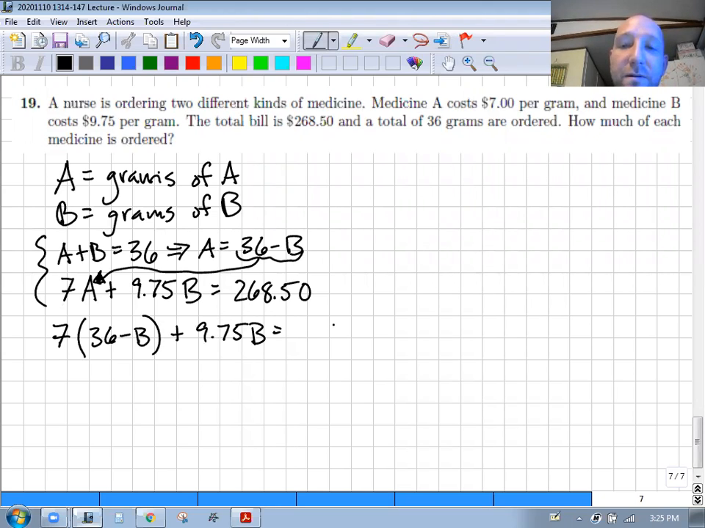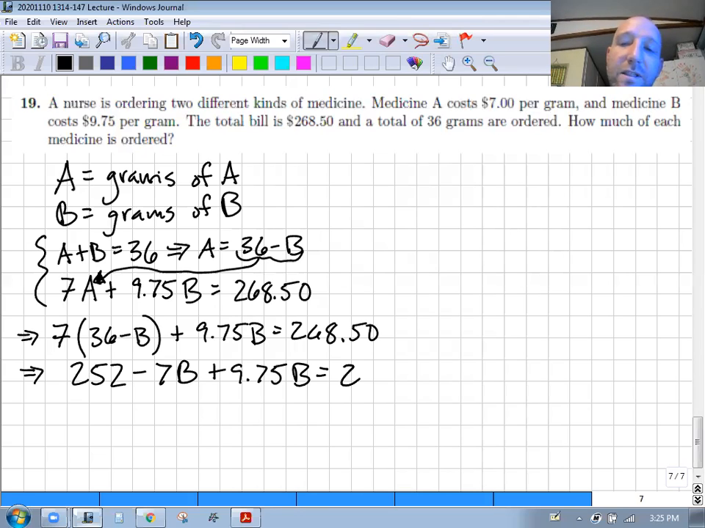Plus 9.75B equals 268.50. So we multiply through: 7 times 36 is 252, minus 7B, plus 9.75B, equals 268.50. So 9.75B minus 7B gives us 2.75B. 268.50 minus 252 gives us 16.5.